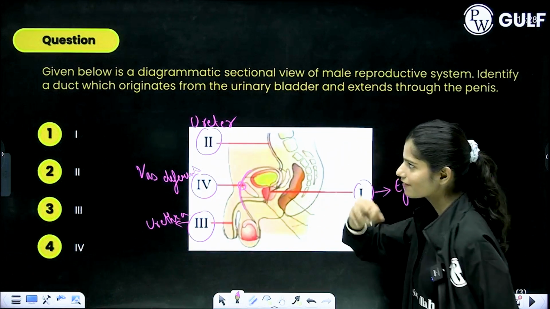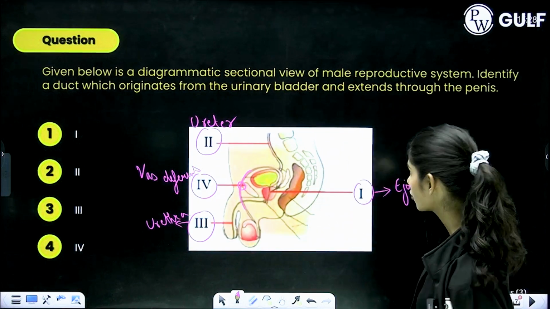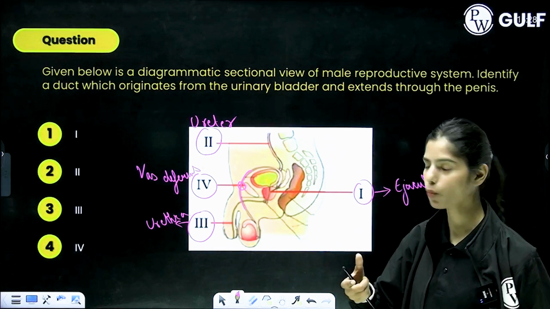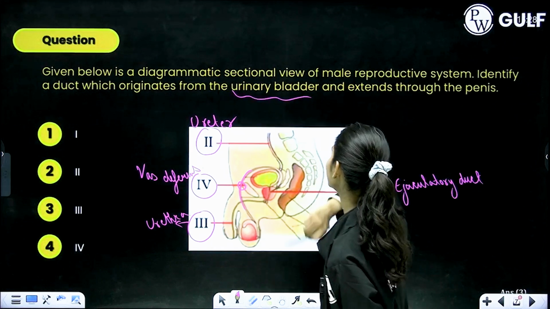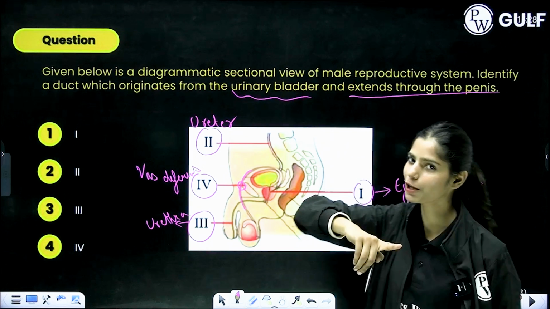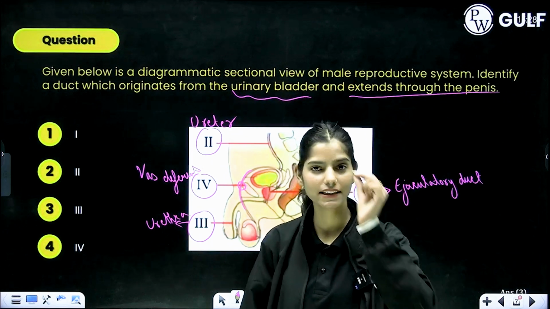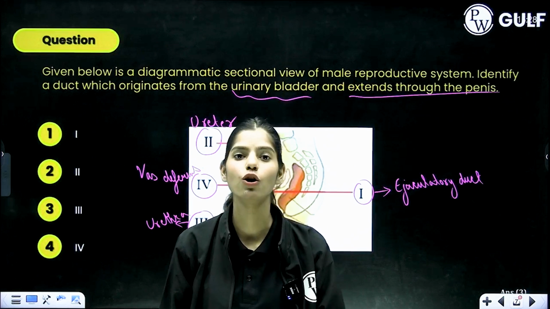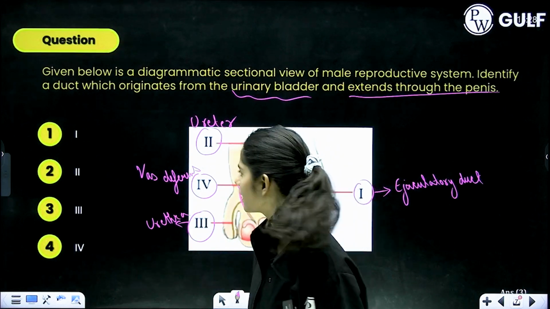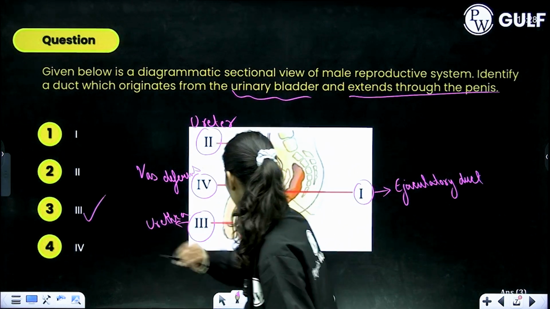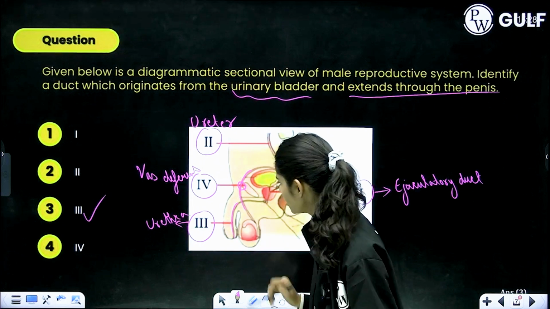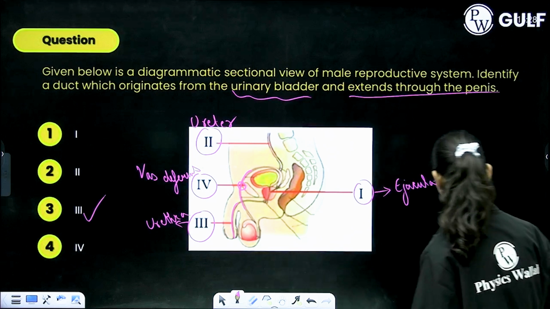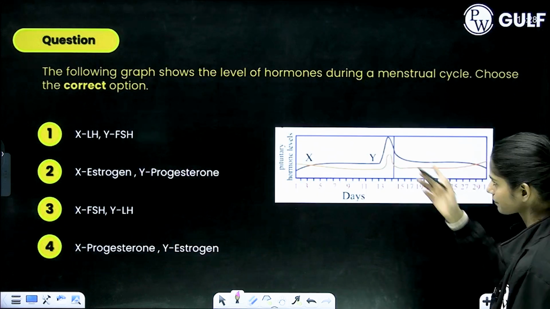Now let's read the question. Given below is the diagram of the male reproductive system. You have to identify a duct which originates from the urinary bladder and extends through the penis. We all know that from the urinary bladder, the urethra extends, and it is a common passage for urine and also for the semen, right? The correct answer here is the third option. This part, the urethra tube, is the tube which originates from the urinary bladder. All right, let's move on to the next question.